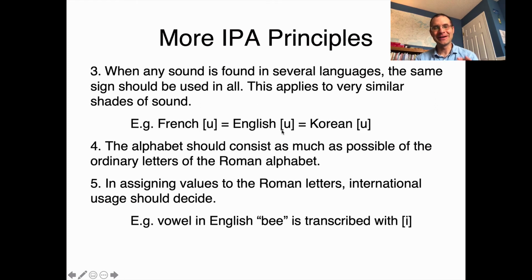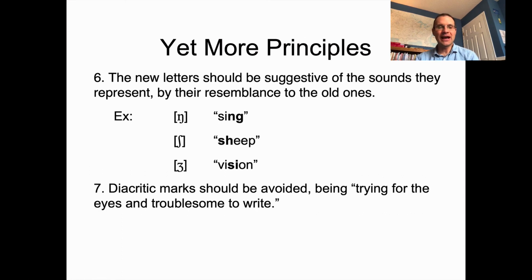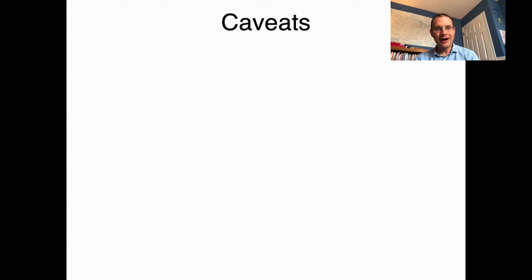Actually, I said that wrong. You put a little plus symbol underneath the English oo, and you would put a little minus symbol under the French oo, something like that. We'll learn that as we go, but generally speaking, the IPA says try to avoid that because it's a pain in the eye, basically. So for now, we will.